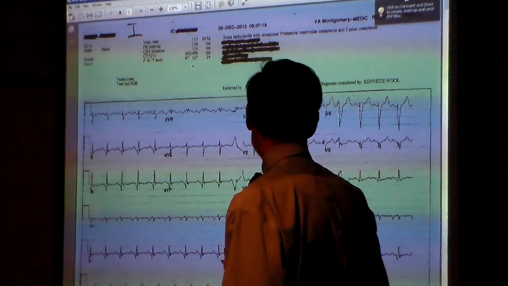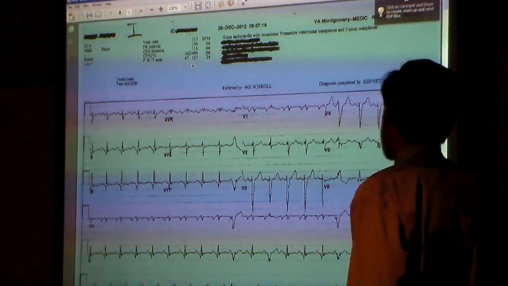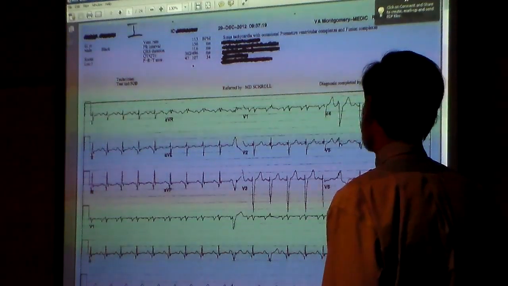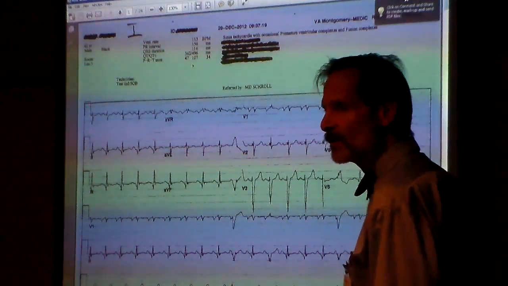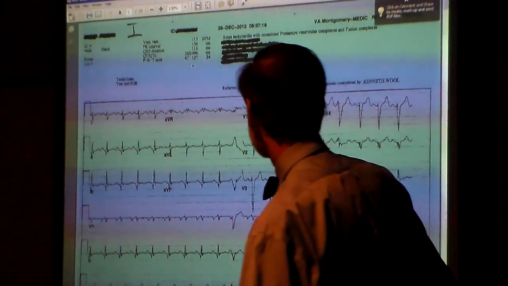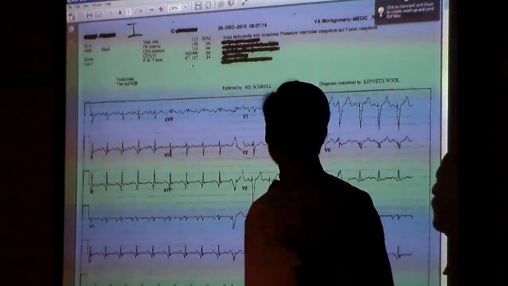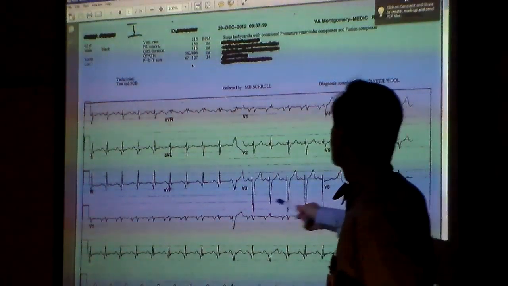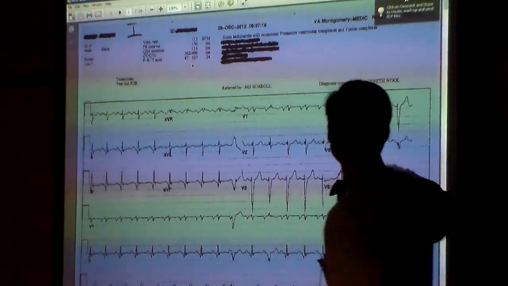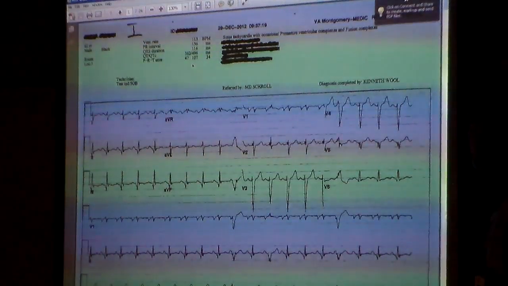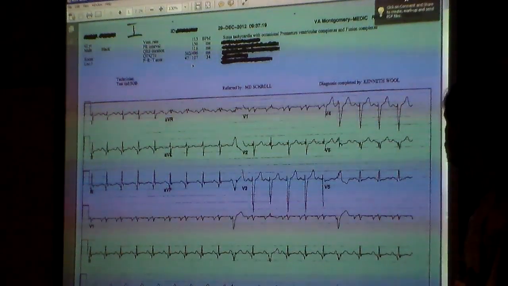Okay, what else on this thing? Q waves. Come on, folks. Where are the Q waves? 2, 3, and aVF. All right, 2, 3, aVF. So this person has had what, an inferior MI? So inferior lateral MI, okay.